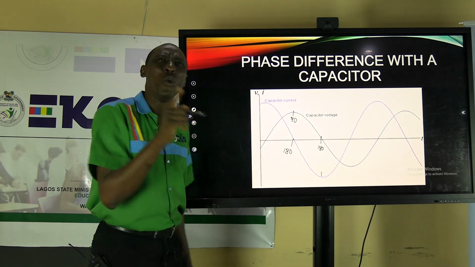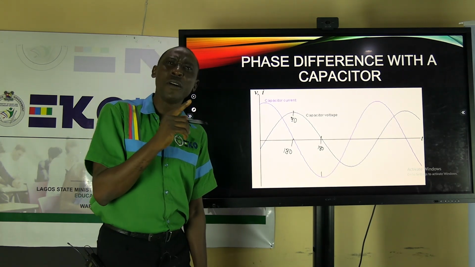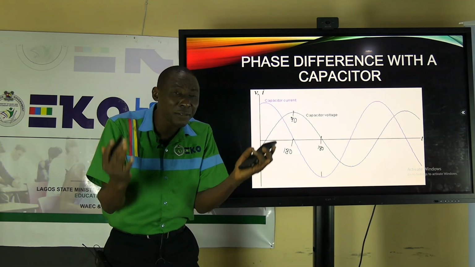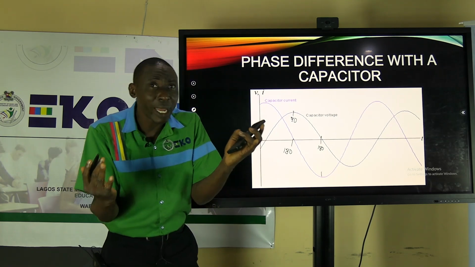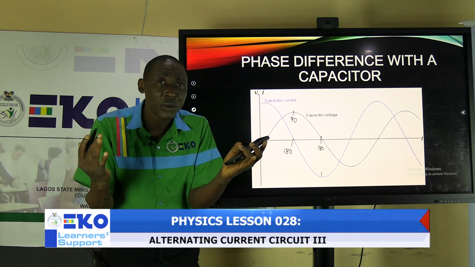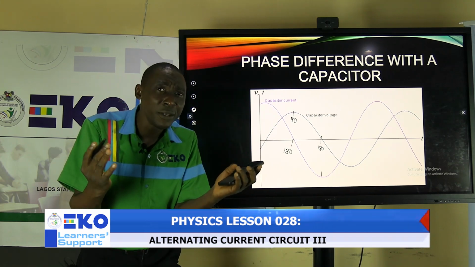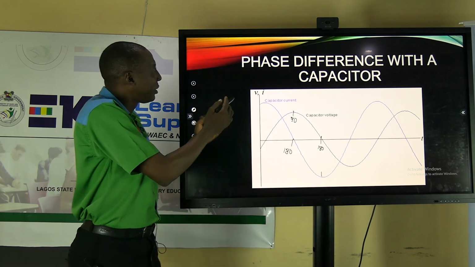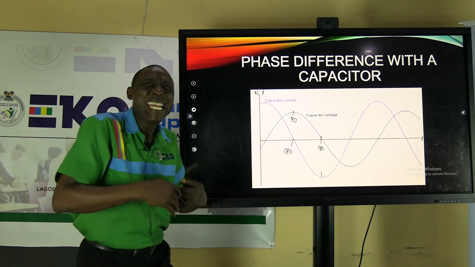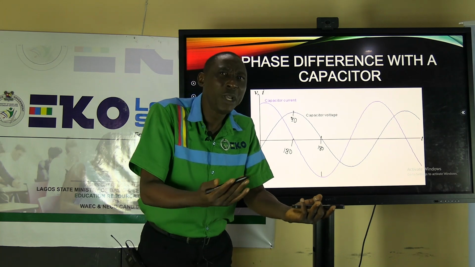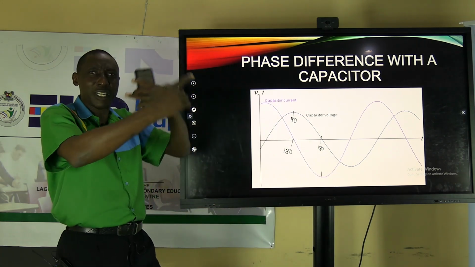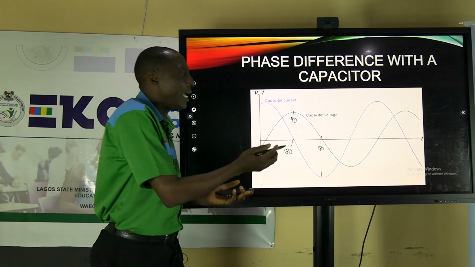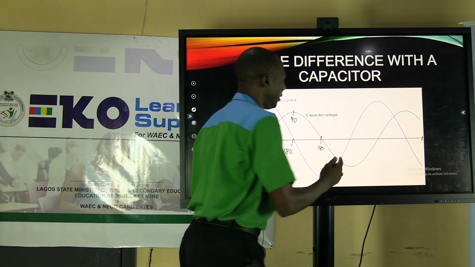Unlike phase difference with an inductor. For an inductor, V leads on I by 90 degrees. Please, we need to know the difference. Very important. It's just like word and opposite. For an inductor, V leads on I by 90 degrees. But for a capacitor, I leads on V by 90 degrees. Which, in other words, you can also rephrase by saying V is lagging behind I by 90 degrees.